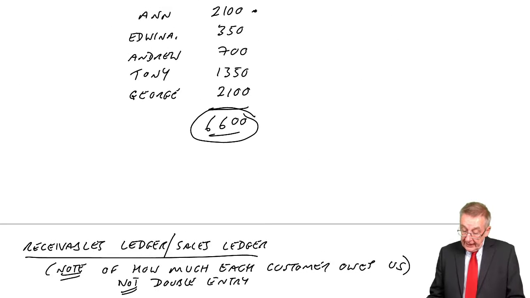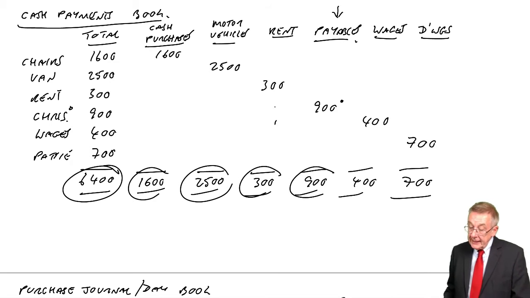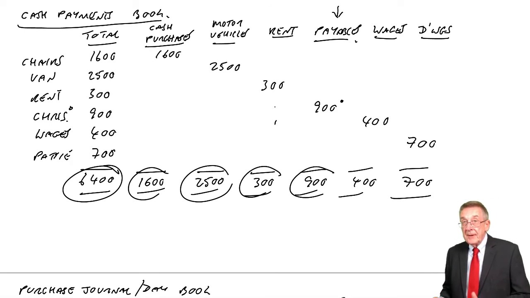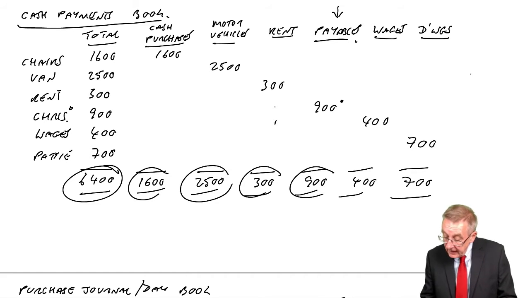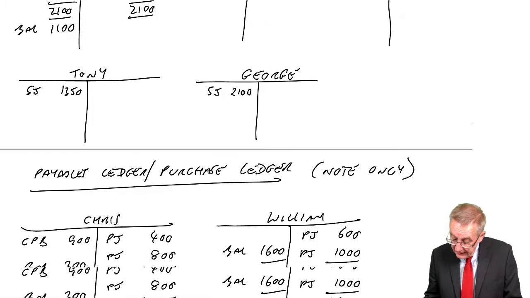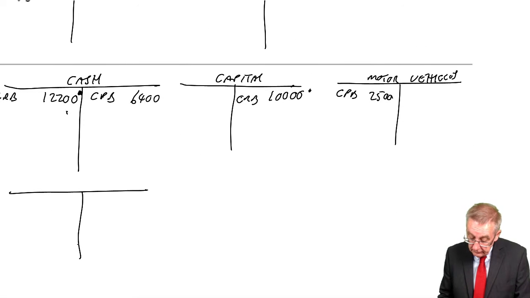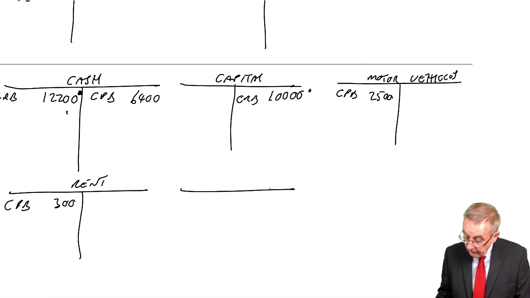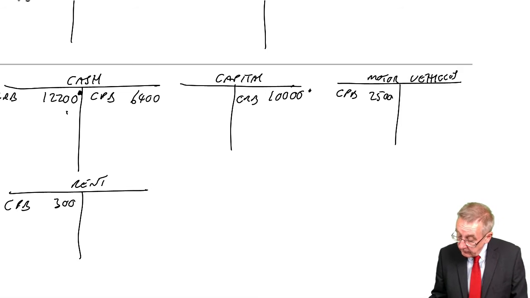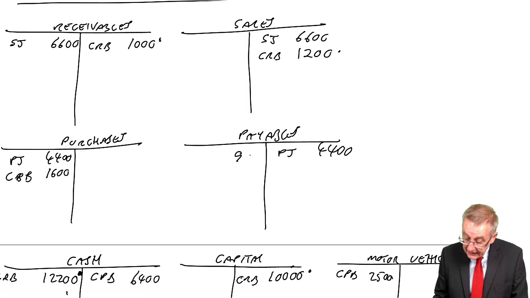Why else are we spending cash? 300 rent, 900 payables. Credit cash, debit rent; credit cash, debit payables. So rent 300. Payables, I've already got an account for payables. Where is it? There. Payables 900.